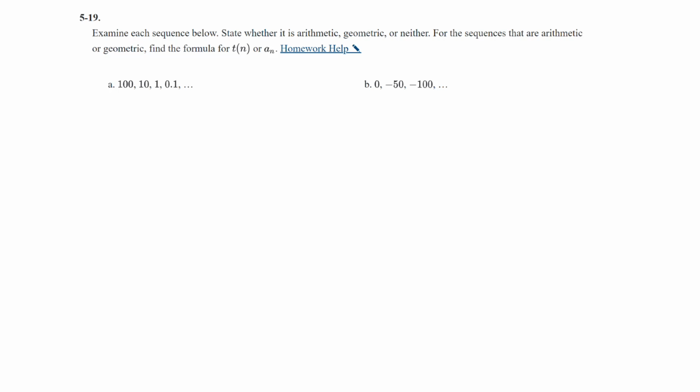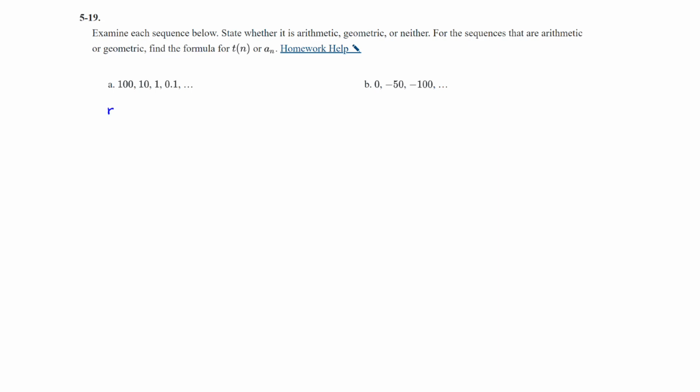Question 19, examine each sequence below. State whether it is arithmetic, geometric, or neither. For the sequences that are arithmetic or geometric, you need to find the formula for T of n or A sub n. So on part A, we're going from 100 to 10 to 1. So you might recognize that, hey, I'm dividing by 10 each time. But we're looking for arithmetic, which means repeated addition, or geometric, which is repeated multiplication.